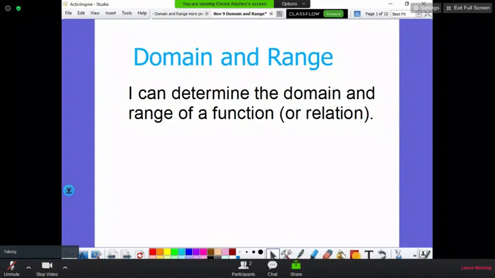Today's topic is domain and range. So please put the title domain and range in your notes along with today's date. And the target statement: I can determine the domain and range of a function. In parentheses, it says "or a relation" because there are some things that we will look at that are not functions, and we will discuss that as we approach those. But your main target is to determine the domain and range of a function.